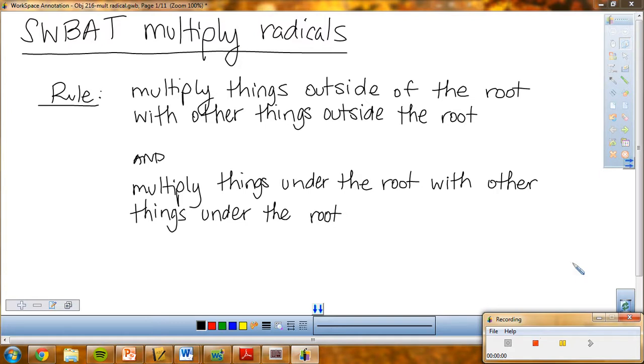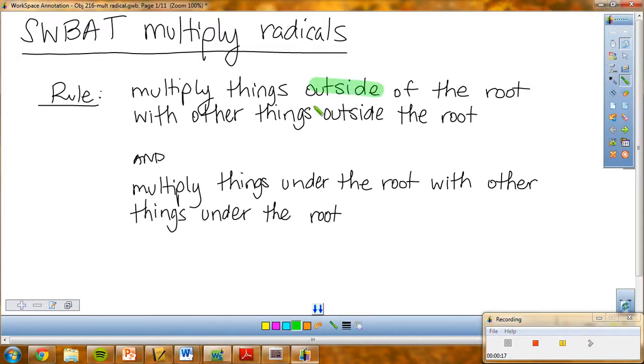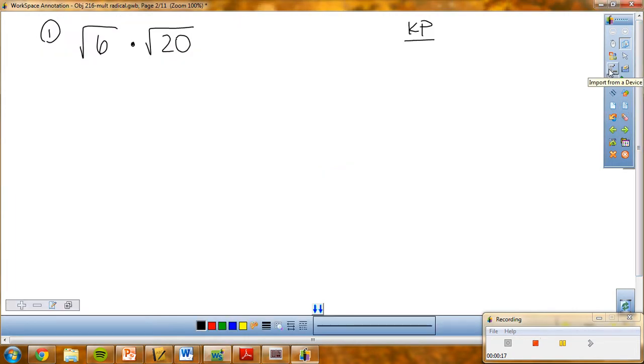So today we are going to start multiplying our radicals, the next operation. And we have just a general rule for multiplication, which applies to all cases, is that we're going to multiply things outside of the root with other things that are outside the root. So we keep the similar parts and multiply those. And we also multiply things under the root with other things under the root. And that's really going to happen in every possible case, but there are a variety of different multiplications that we can see. So let's look at our first example.